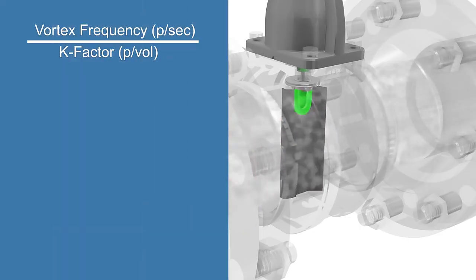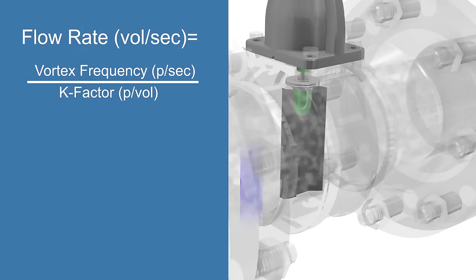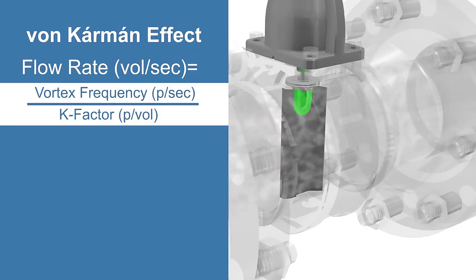The velocity of the working fluid is directly proportional to the frequency of the vortices generated by the shutter bar's unique geometry. Using the known cross-sectional area of the pipe, volumetric flow can be calculated. This flow principle is referred to as the von Karman effect, a proportionality constant which relates the frequency of the alternating vortices to flow rate.